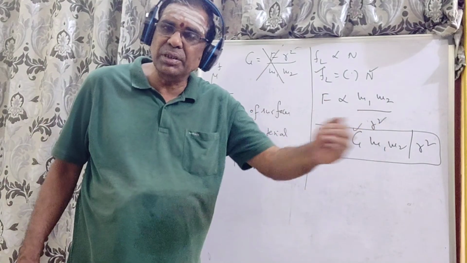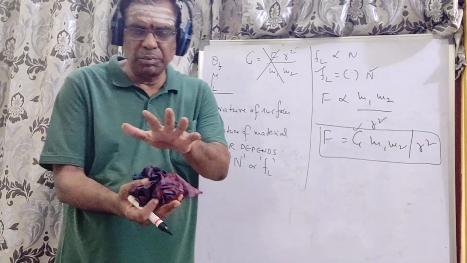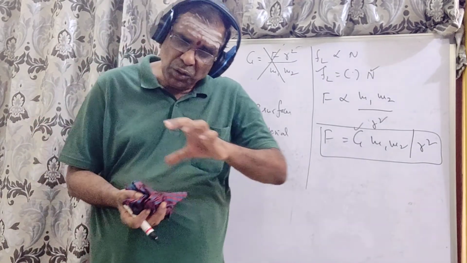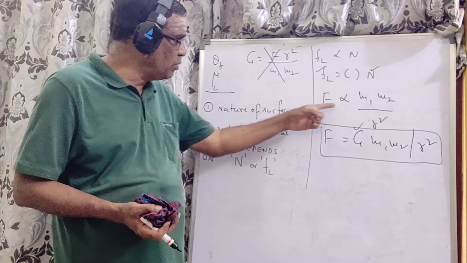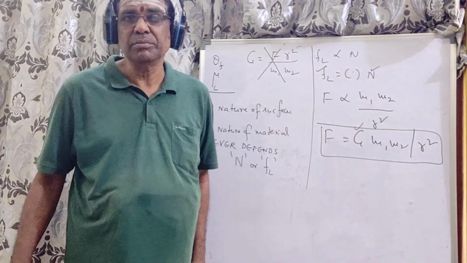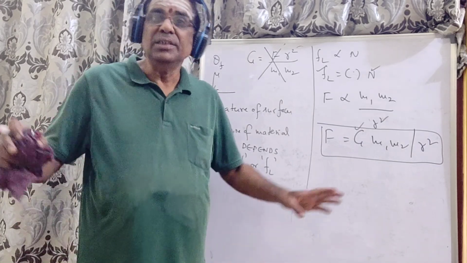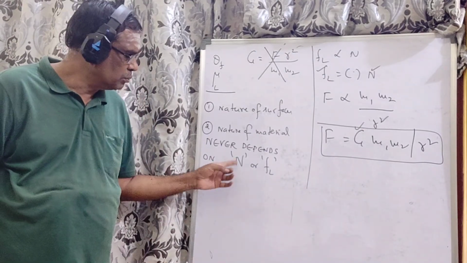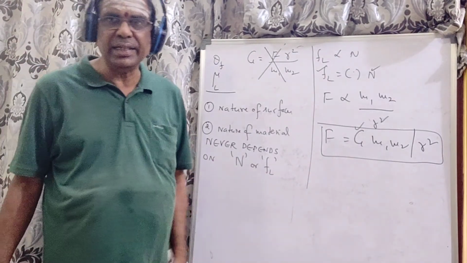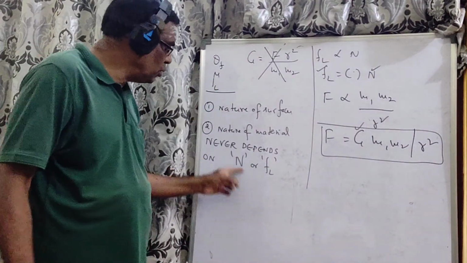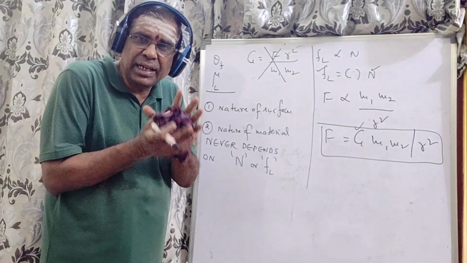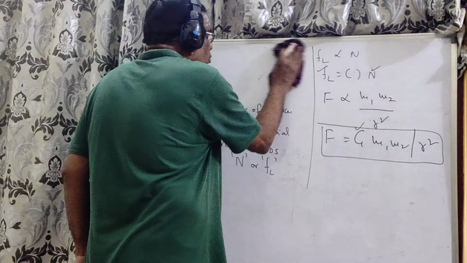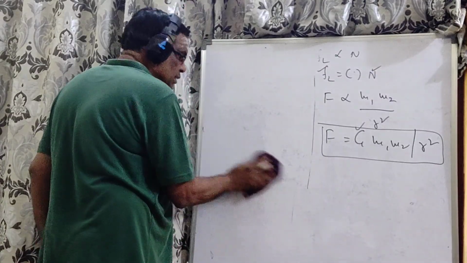So mu never depends on N. Suppose normal force is doubled. There is a body here. On this, I am pressing it further and further. So if I want to move it, then probably the minimum force required to move that may change. But mu will not depend on N. This is a very, very important point. So remember, F and N are related, but not mu and F nor mu and N. Mu is a typical characteristic feature of the given substances. You will talk of only a pair of surfaces.